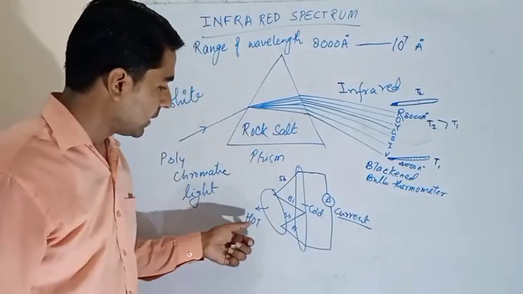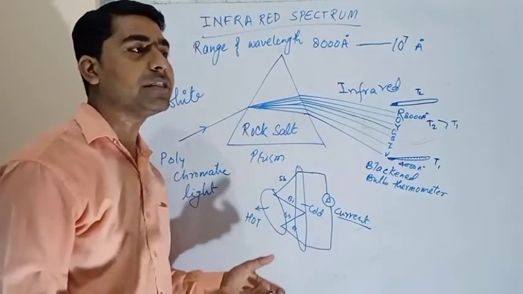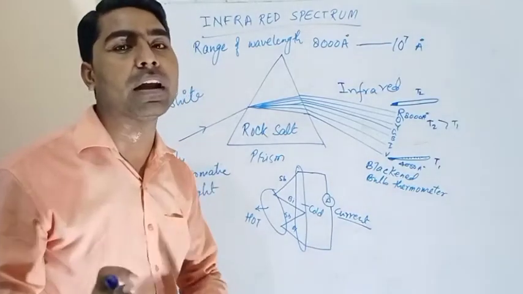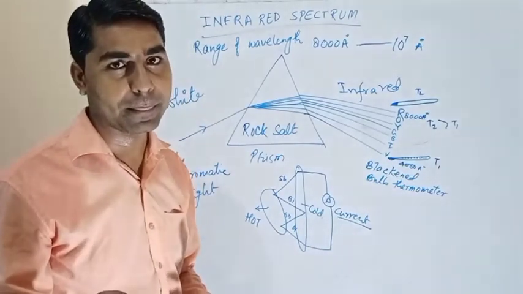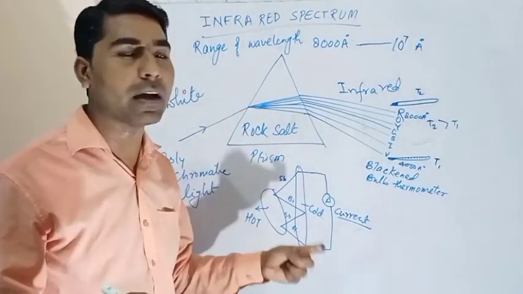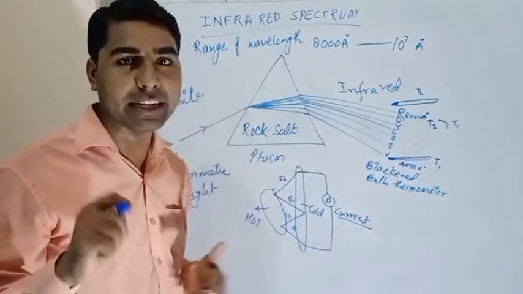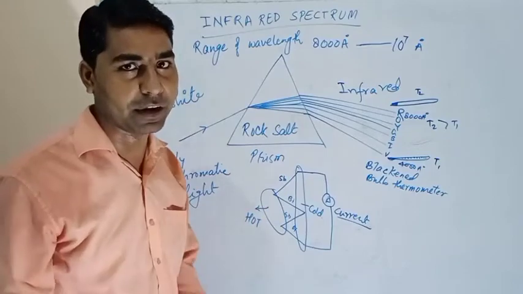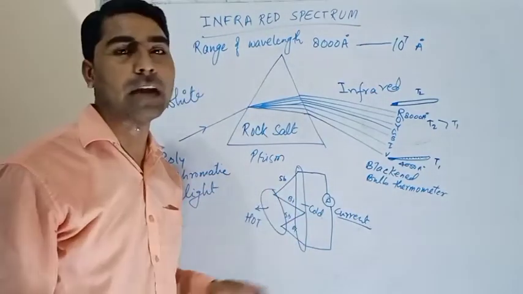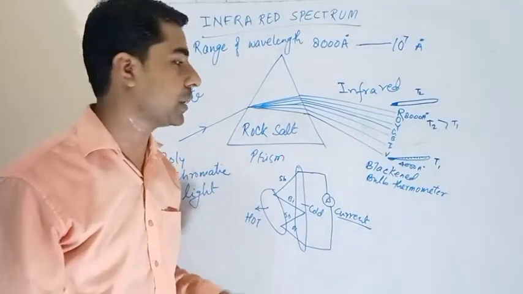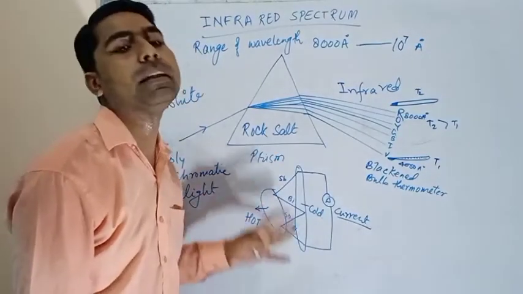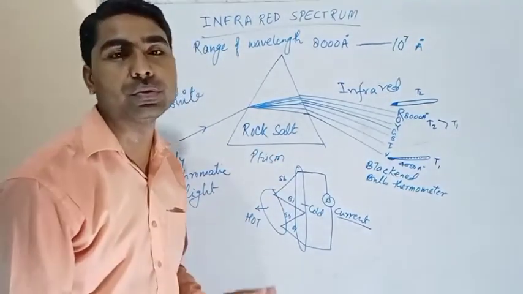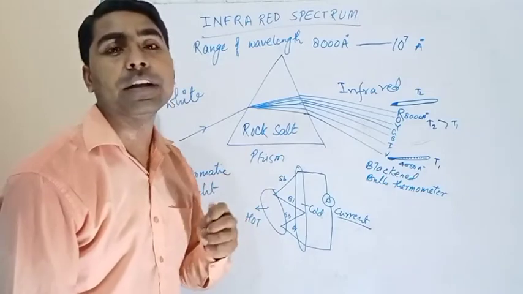Suppose this hotter end is exposed to the infrared radiation, as we know that infrared radiation shows the heating effect. Suppose this portion is placed into the infrared radiation section, and this is placed at the colder, or you can say normal temperature. So what will happen? There is a current. This means this device can be used to detect the infrared spectrum.